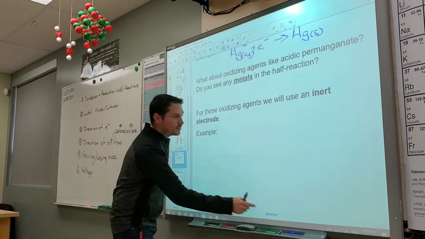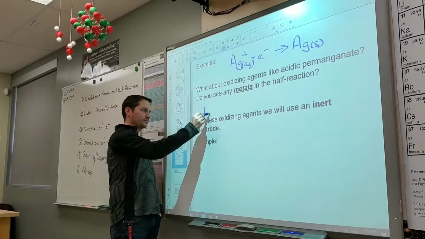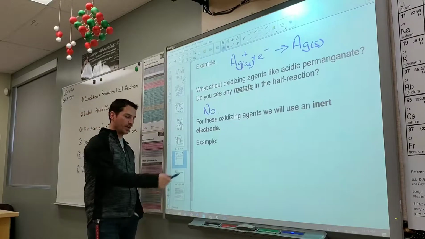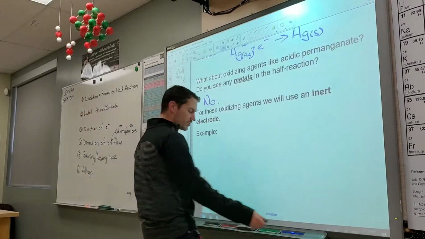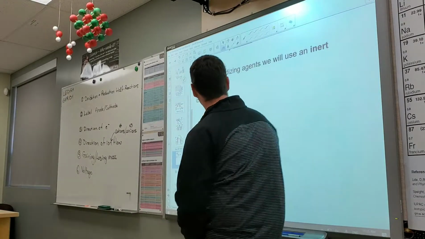What about oxidizing agents like acidic permanganate? Do you see any metals? No. For these oxidizing agents, we will use an inert electrode. So I'm going to draw a picture. I would like you to draw that same picture.